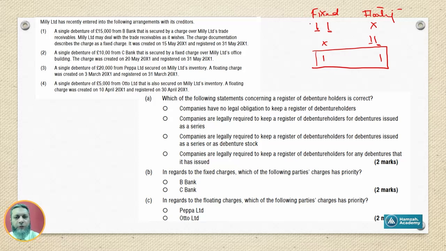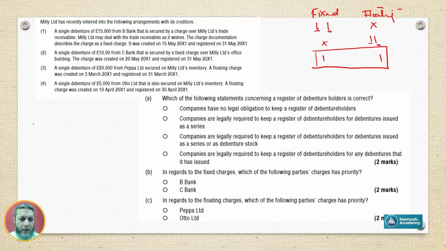So for example, if both charges on an asset are fixed, the one that is registered first or created first. Technically, if there is a problem with the creation date and registration date, if a charge has been created but not registered, and during that time another charge is created and that is registered first, the law will take into account the one which has been registered first and not the one that has been created first.